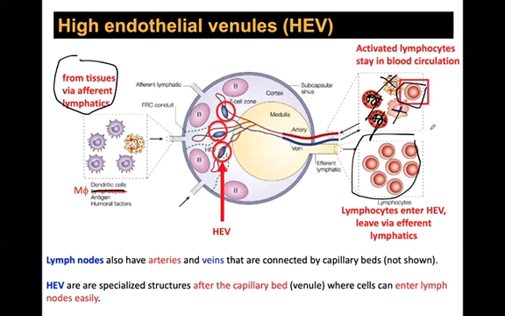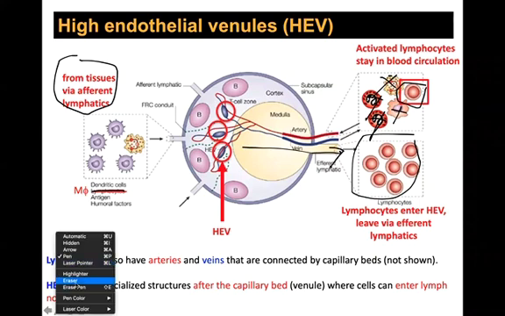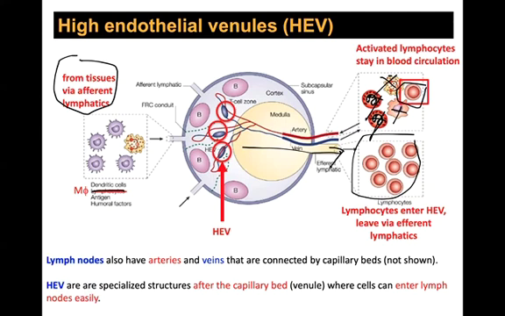Okay, so your activated lymphocytes stay in the blood circulation, or they're exiting via the blood, because if you made a response, you want to get them into the blood as quickly as possible. Whereas the other lymphocytes that did not get activated, they leave the lymph node via the efferent lymphatics, because they're going to go to the next lymph node.